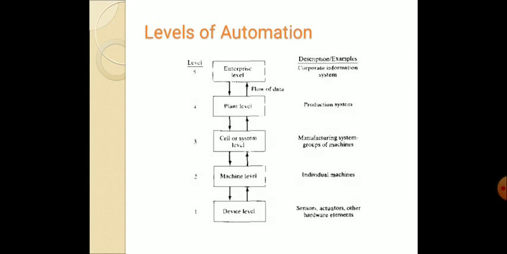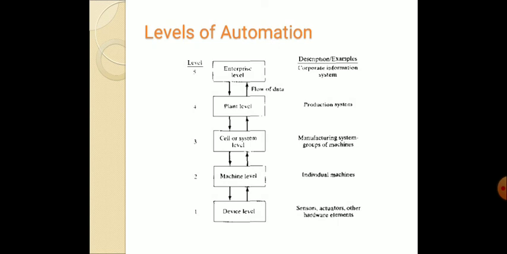Next one, the levels of automation. This is the block diagram which represents the levels of automation. The levels flow from the low level to the top level. It has the device level, the machine level, the cell level, the plant level, and the enterprise level. So first, the device level. This is the lowest level in our automation system. It includes the actuators, the sensors, and other hardware components that comprise the machine level.